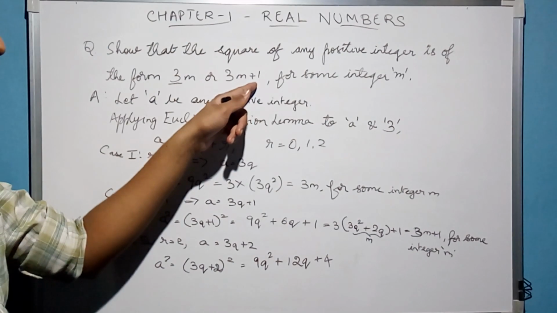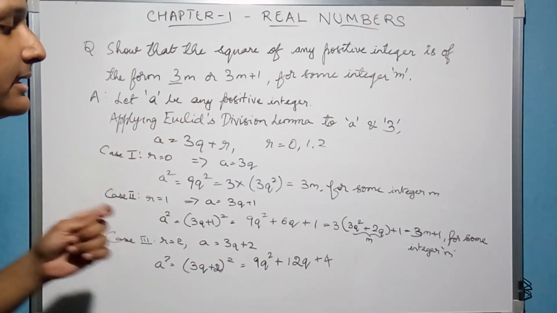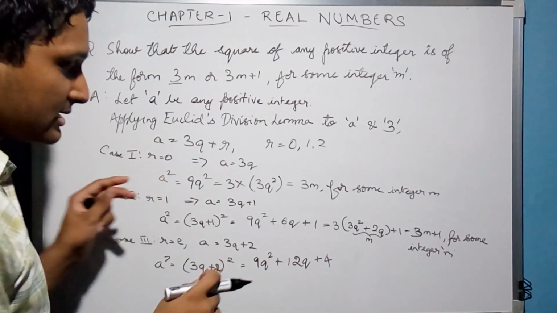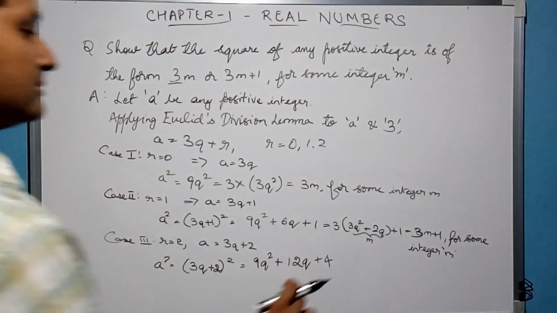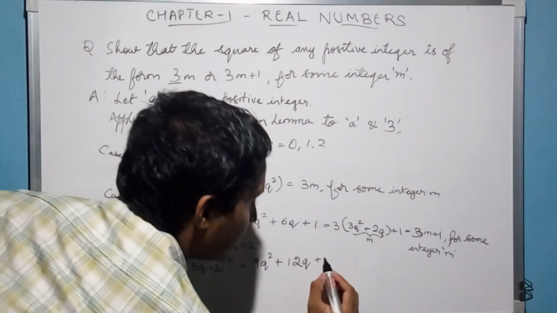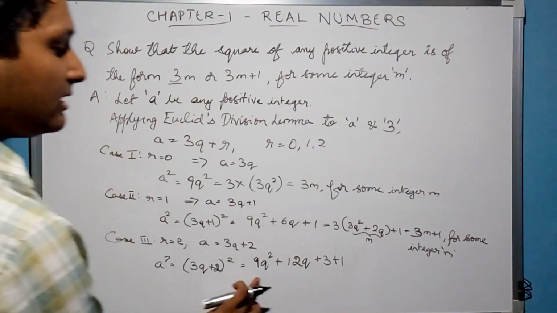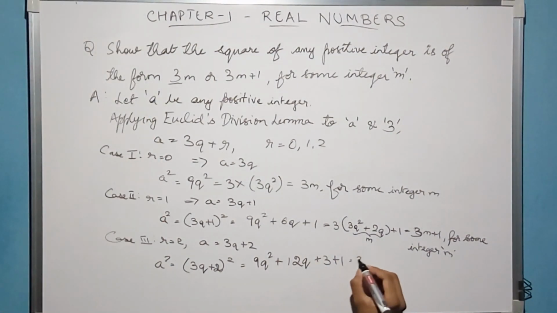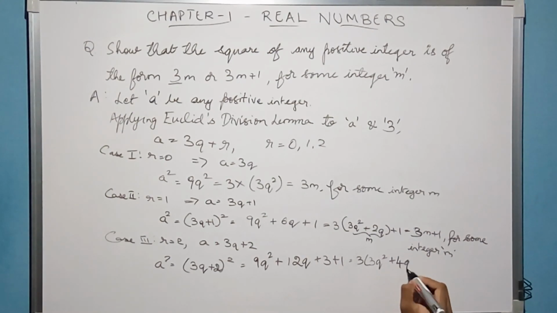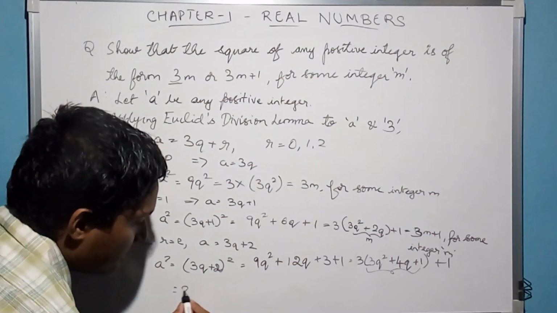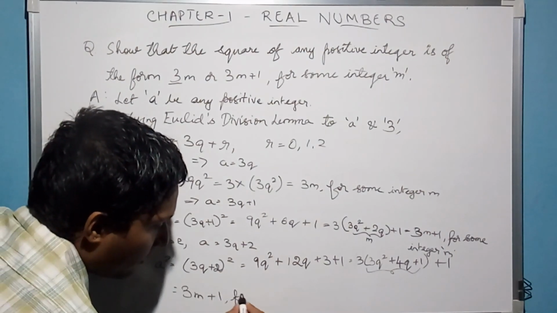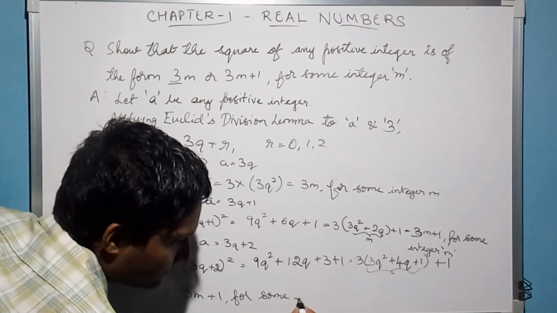Hence, I need to get this in terms of 3m or 3m plus 1. But I feel that 4 can be written as 3 plus 1. So I'm going to rub it and write it as 3 plus 1 now. So 1 I can get in this format. So I'm going to take 3 from this term. So 3 into (3q square plus 4q plus 1) outside. This whole term I am going to write as m now. That is 3m plus 1 for some integer m.